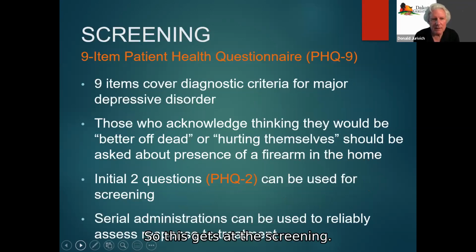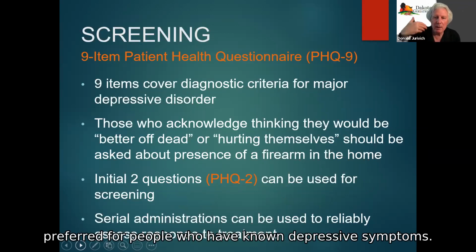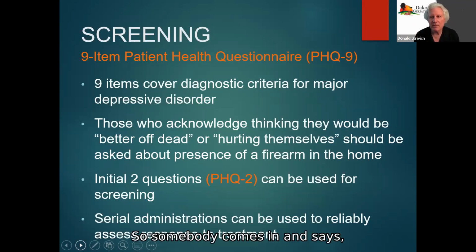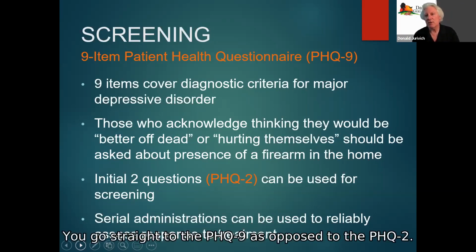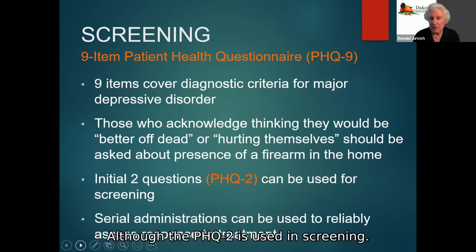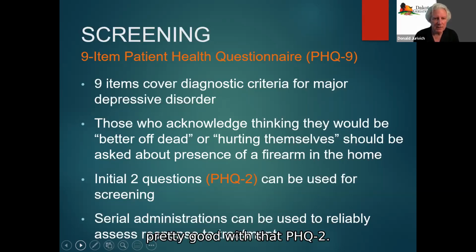Yeah, so this gets at the screening. The PHQ-9 is preferred for people who have known depressive symptoms, right? So if somebody comes in and says, I'm depressed, I'm in a low mood, you go straight to the PHQ-9 as opposed to the PHQ-2. Although the PHQ-2 is used in screening, right? It's a screening tool, and it's a good one. You'll pick up on depressive symptoms pretty well with that PHQ-2.